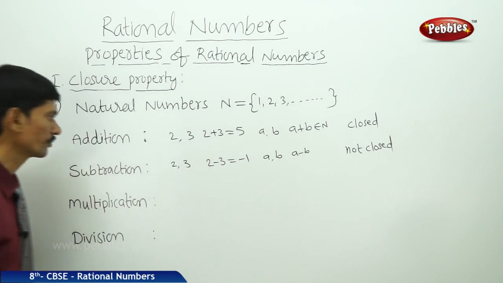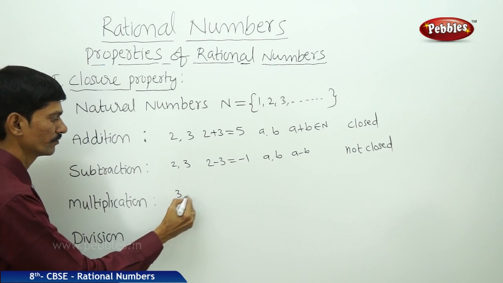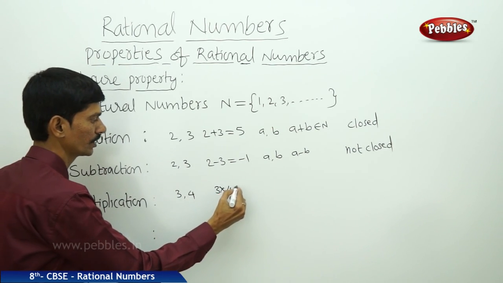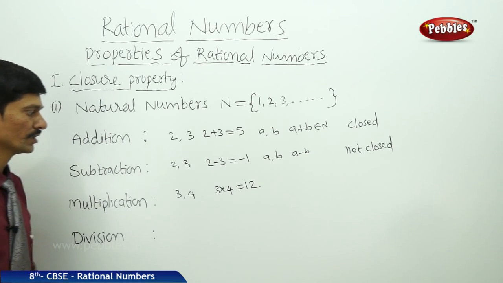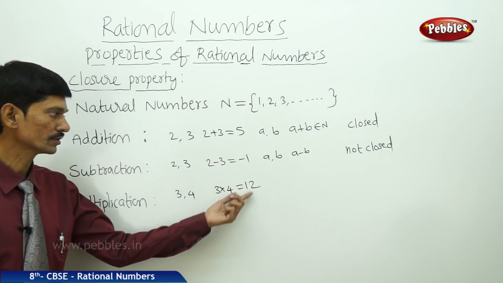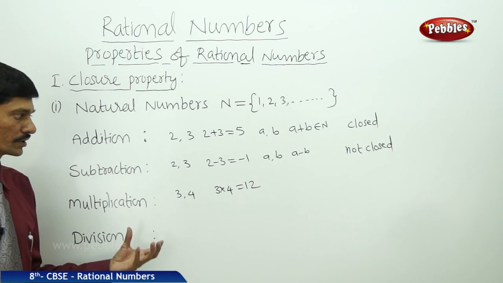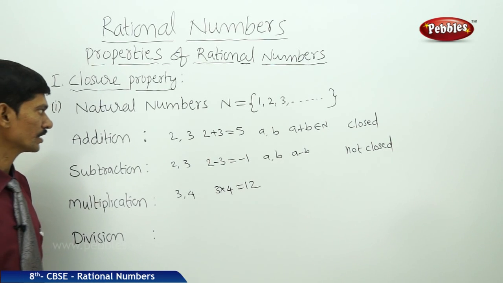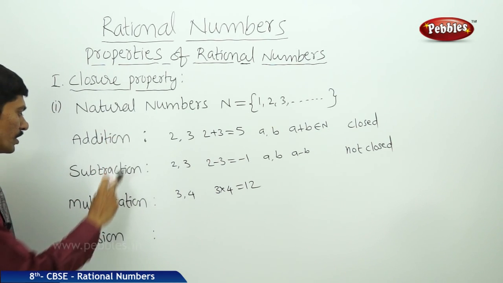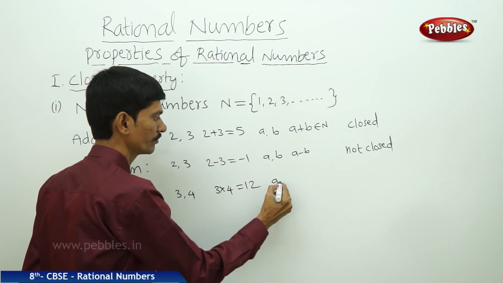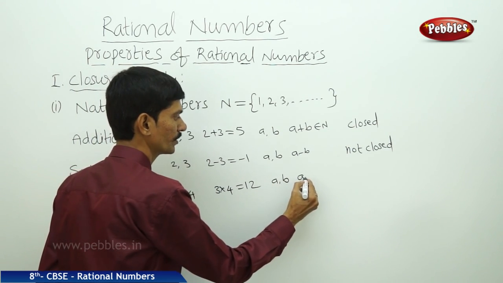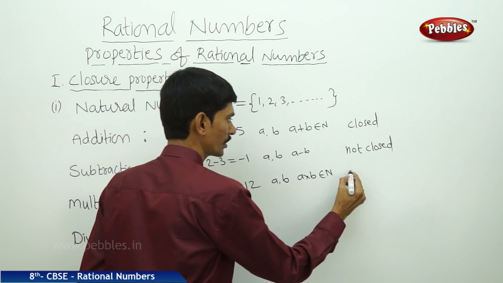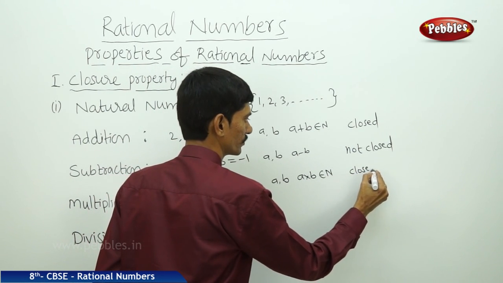Now let us see the third one, multiplication. 3 and 4 are any two natural numbers. What is their product? Like 3 into 4 equals 12. Here 3 and 4 are any two natural numbers, and their product 12 is also a natural number. So the product of any two natural numbers is again a natural number. So the closure property is satisfied in natural numbers under multiplication. If A and B are any two natural numbers, then their product A into B is also a natural number. So natural numbers are closed under multiplication.